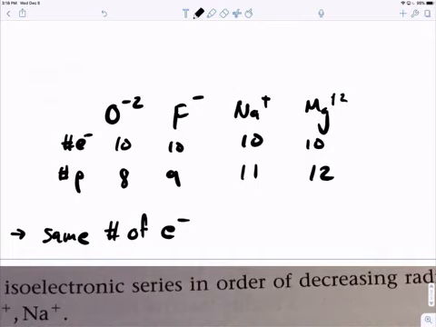So magnesium is the tightest, the smallest, so that plus 12 center can draw in the 10 electrons pretty tightly. Sodium's a little bigger, fluorine's pretty big, and oxygen's just huge. Or oxide, I should say. Oxide is huge. So the size trend is this way: oxide greater than that, greater than that, greater than that, because of that.